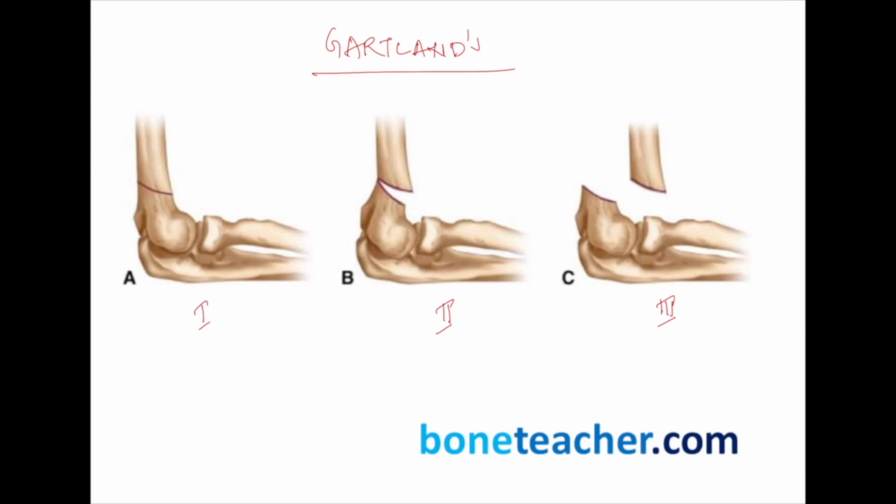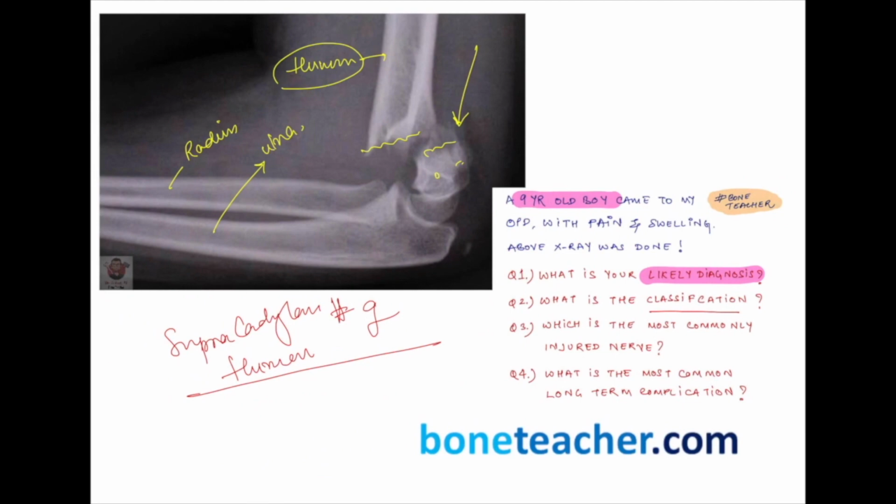In type 1 supracondylar fracture of humerus, the fracture is an undisplaced fracture, whereas in type 2 there is only a break in the anterior cortex and the posterior cortex remains intact. And in type 3, it is a complete fracture with a displacement. So the X-ray over here is your type 3 supracondylar humerus fracture.